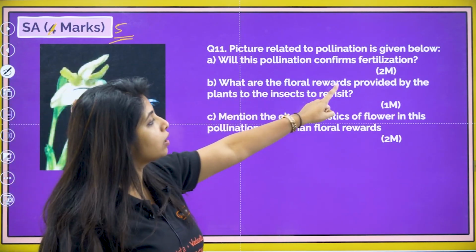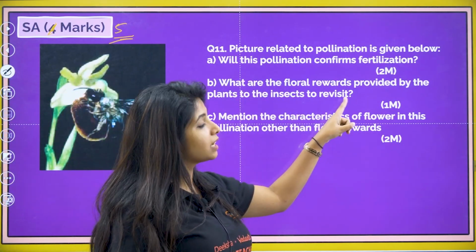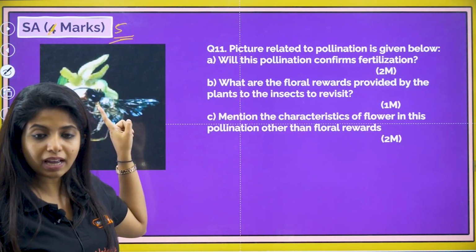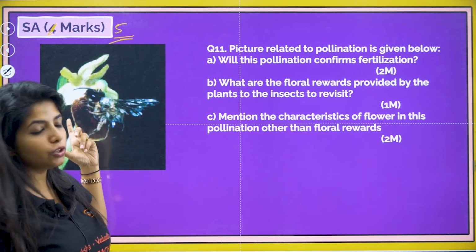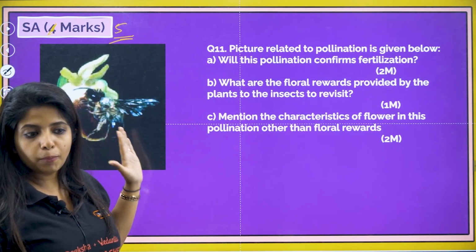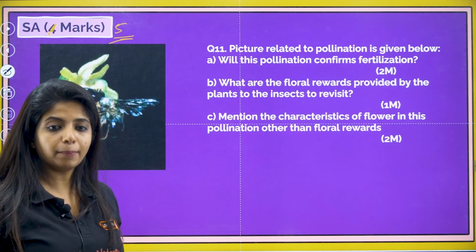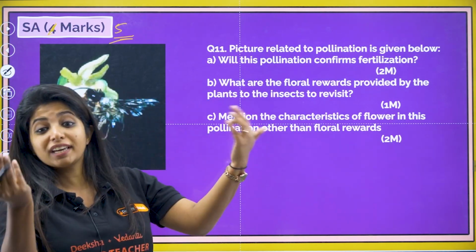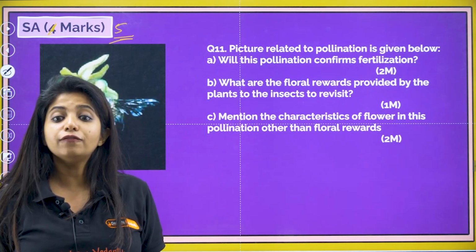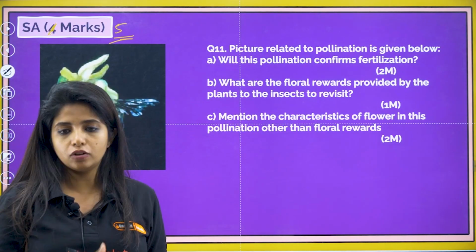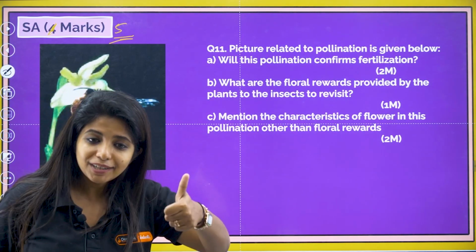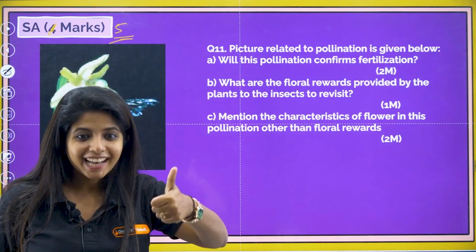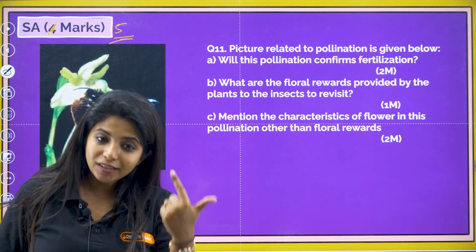Now, what are the floral rewards provided by the plants to the insects to revisit? Now, this guy came over here to this particular plant, and it took the pollen grains and it helped in pollination to happen. But what does the plant do in such a way that the bee comes again the next time? What are the floral rewards that it provides, my dear children? Usually nectar, right? Nectar. And also one more thing, that is the pollen grain itself.